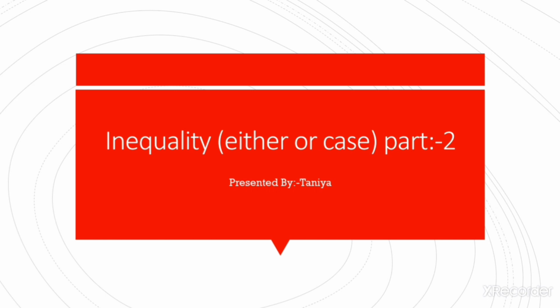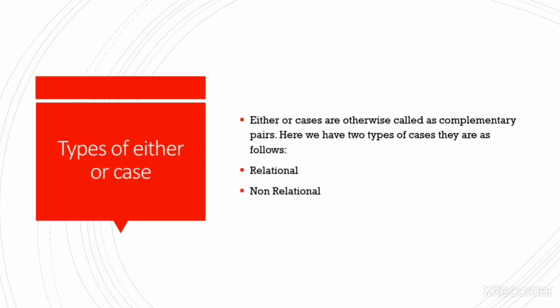So, in this particular video session, we are going to discuss the either-or case of inequality. This is part 2. I have already taken part 1, and if you haven't watched part 1, then please go and watch it to clear your basics. So now let us move on with the video. These are the two types of either-or cases which we have: the relational case and the non-relational case. We are going to discuss these either-or cases one by one. These are also the complementary pairs.